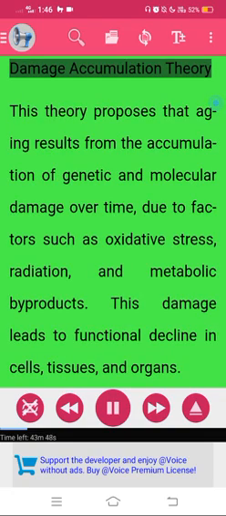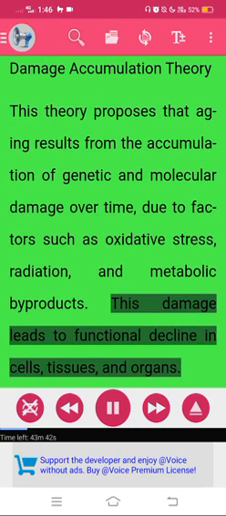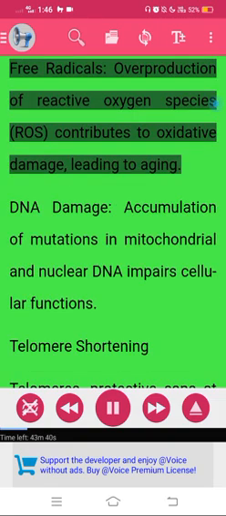Damage accumulation theory. This theory proposes that aging results from the accumulation of genetic and molecular damage over time, due to factors such as oxidative stress, radiation, and metabolic byproducts. This damage leads to functional decline in cells, tissues, and organs. Free radicals. Overproduction of reactive oxygen species, ROS, contributes to oxidative damage, leading to aging.